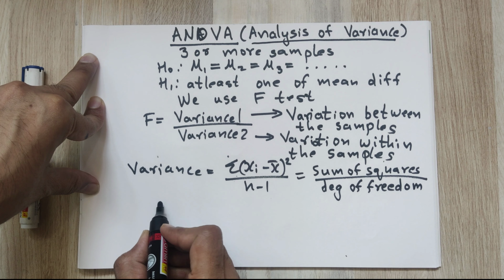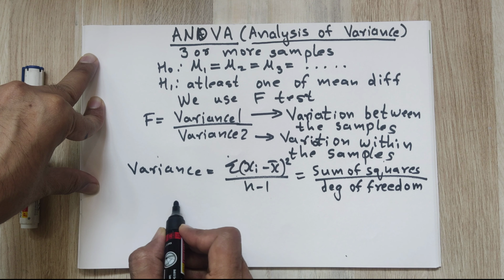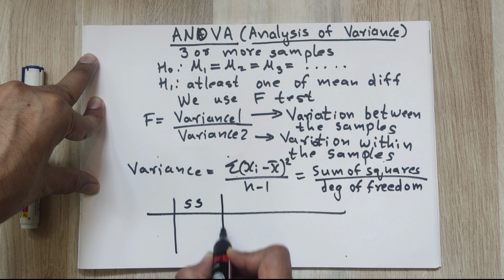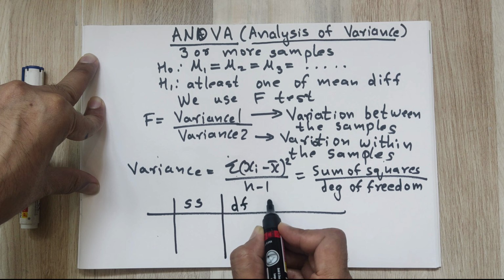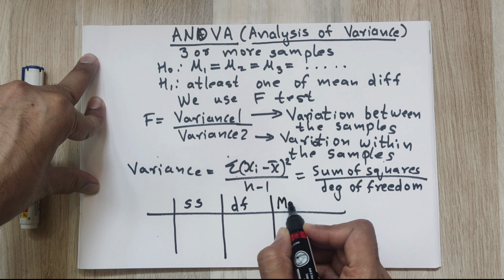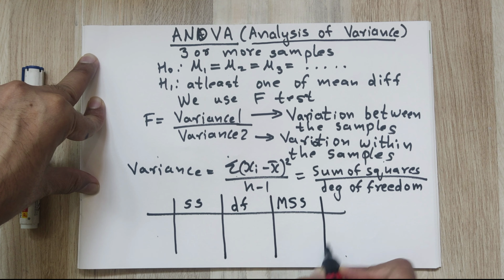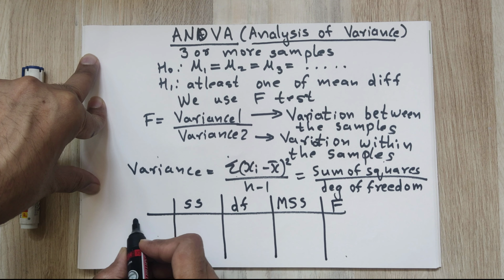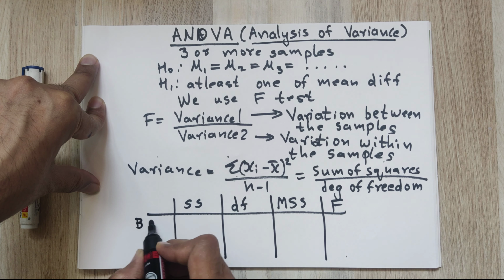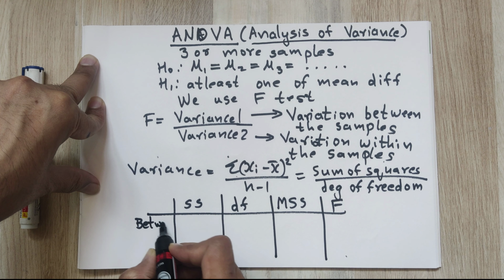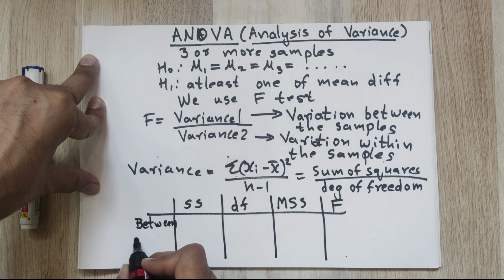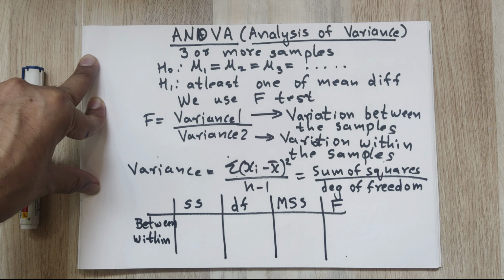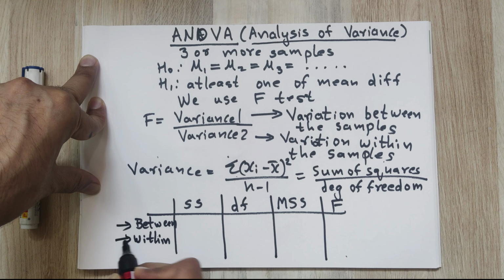Now how will we calculate this? Here we use something called the ANOVA table. In the ANOVA table, first we write down the values of the sum of squares, then we find the degrees of freedom, then the mean sum of squares, and then the test statistic value or F value. As we discussed, first we find the variation between the samples, and second the variation within the samples.